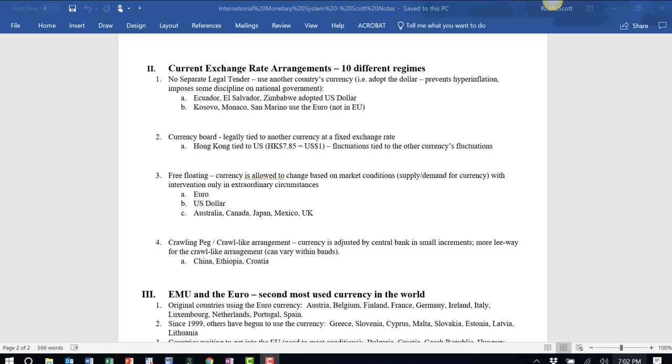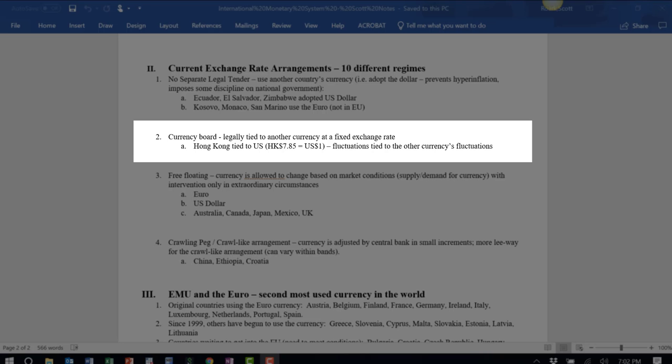A second regime we want to look at is a currency board. This is where the currency for a particular country is tied to another country's currency at a set exchange rate. So, for instance, the Hong Kong dollar is tied to the US dollar, and over the past number of years, it's been set at 7.85 Hong Kong dollars equal to $1. There's been a slight fluctuation in the value of the currency, and it's explicitly tied to the dollar.